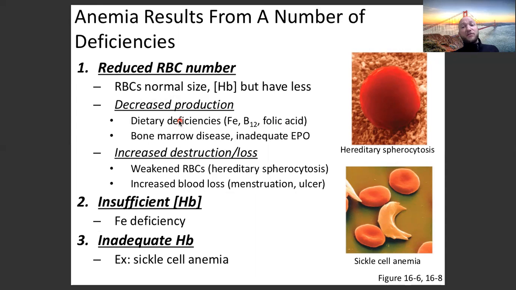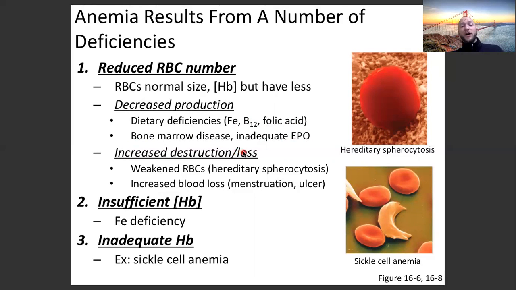If that balance gets thrown off, you can have anemia. If you decrease production, but destruction stays the same, it can lead to anemia. So dietary deficiencies in iron, B12, cobalamin, that's pernicious anemia, or folic acid, or bone marrow disease, because that's where the pluripotent hematopoietic stem cells are, or inadequate EPO. EPO is erythropoietin. We talk about this in the blood lecture. EPO is the signal that's sent to those pluripotent hematopoietic stem cells that tells them you should become a red blood cell.